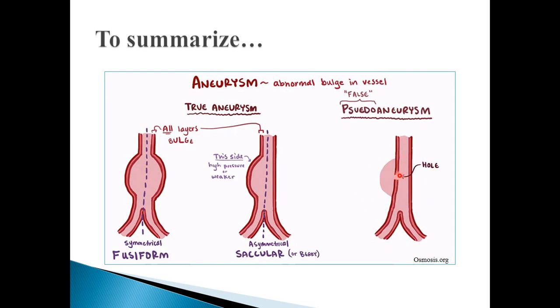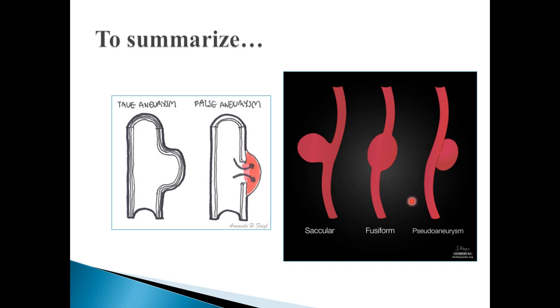Instead, there is a hole or a defect in the vascular wall through which blood is extravasating from that blood vessel and forming a hematoma outside. Why are pseudoaneurysms called that way? Because when we look at the vascular wall from outside, we cannot tell which is which. We cannot tell which one of these would actually be a true aneurysm or a false aneurysm, because all of these would show up as a bulge in the vascular wall.